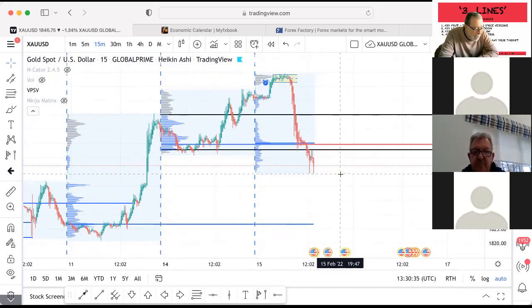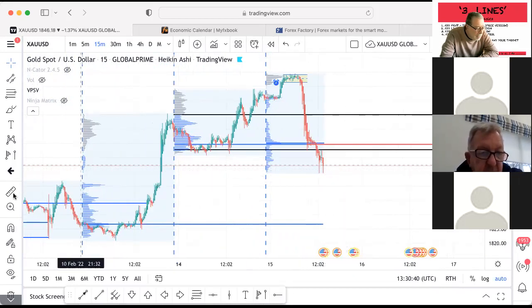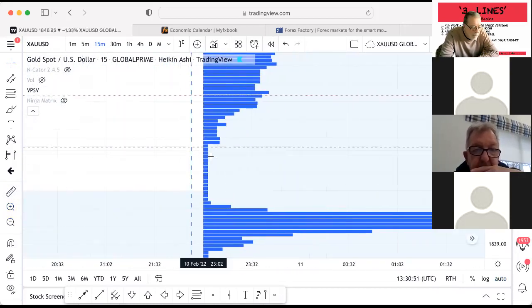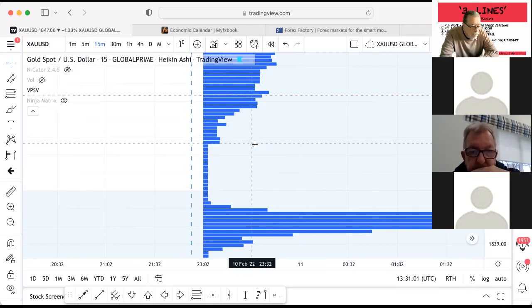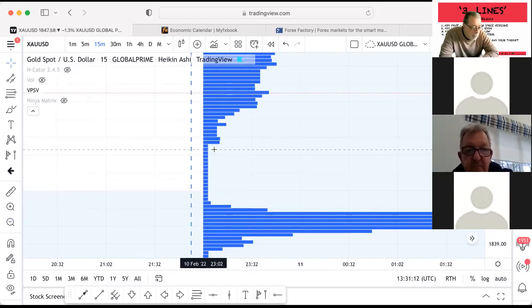And I've just spotted something there. Can you see in this area here? There's virtually no orders being placed at those prices. So between that level there, which is 1844.58, and that level there, 1841.44, there's almost zero orders.